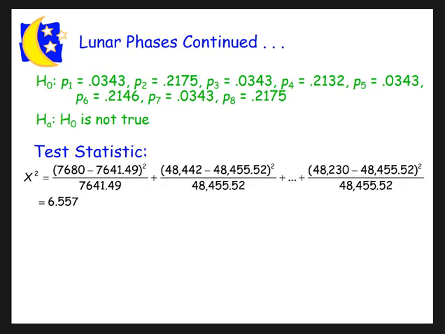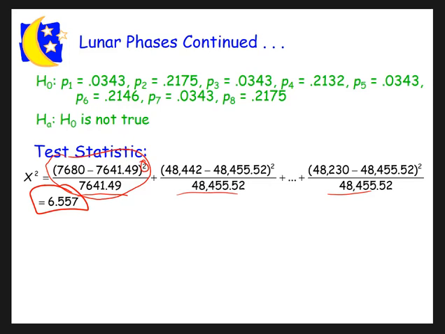So our test statistic for each item, notice that for the new moon, 7,680 was the observed births, 7,641.49, that was the births calculated as our expected number based on the proportions. We subtract, we square that difference, and we divide by that expected amount again. That gives us the contribution of that phase of the moon to our test statistic. And we have one of those terms for each of those 8 phases of the moon. We add them all up, in this case, we get 6.557.